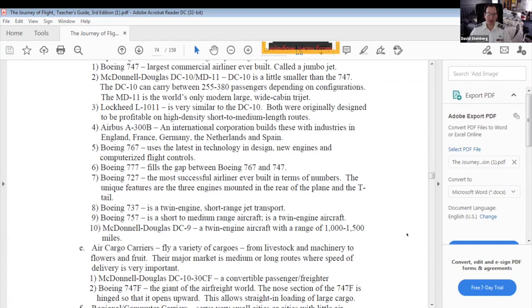Same thing with Airbus. They had the A300, which was a phenomenal aircraft. It was released in the late 70s. It had an advanced wing design. Beautiful aircraft. American Airlines flew them. I was on one, but no longer. They've come out with the A310, A320s, 30s, 40s, now the 80s.